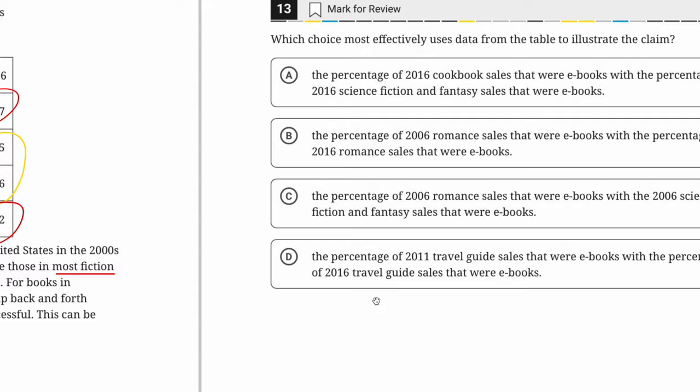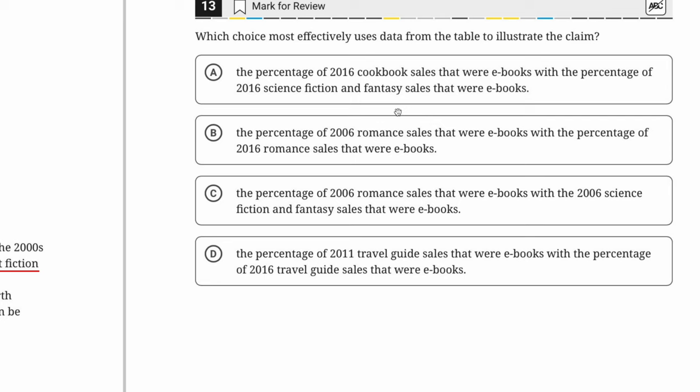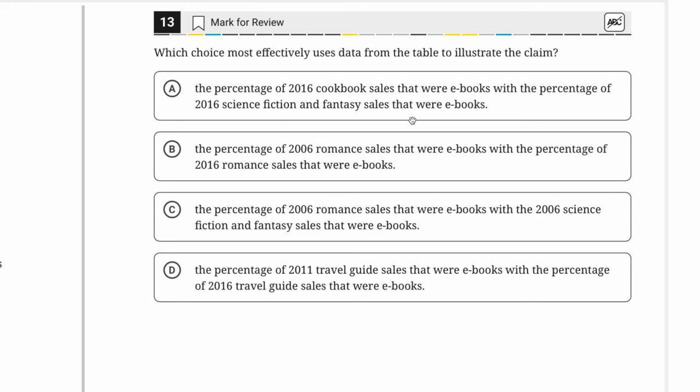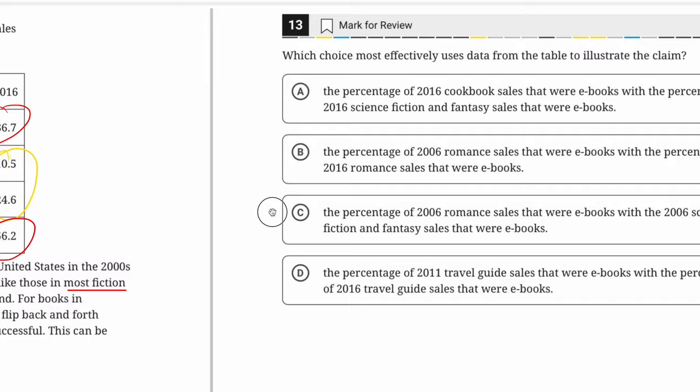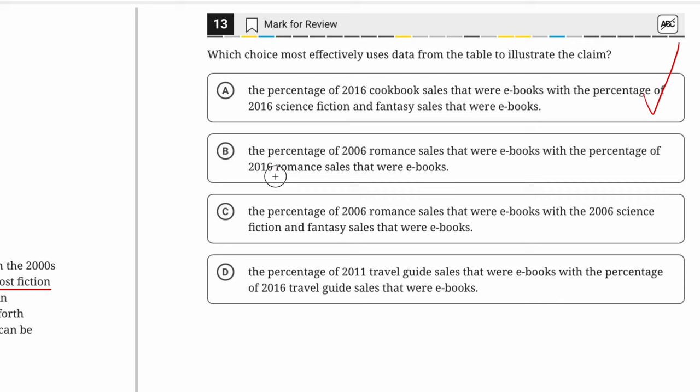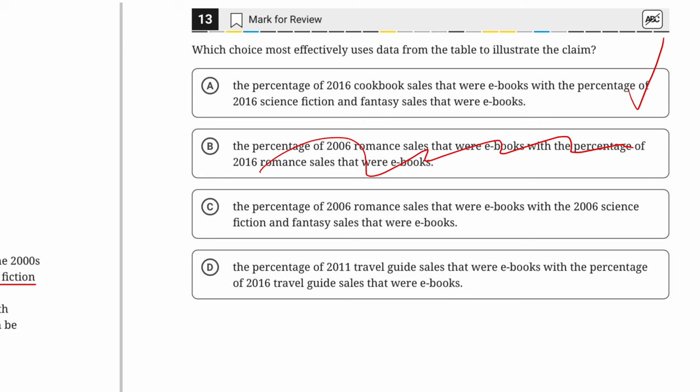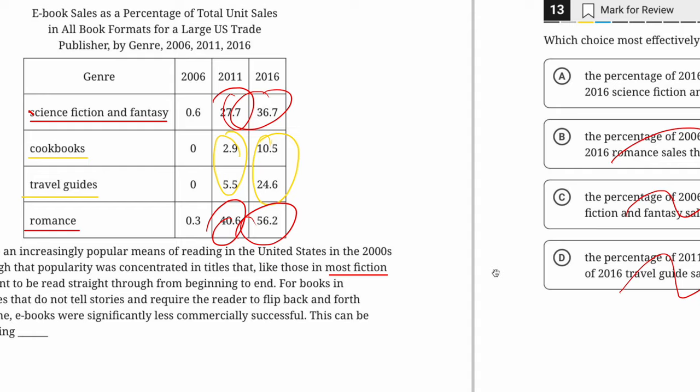The percentage of 2016 cookbook sales that were ebook were... I would say yes, A would work. But let's check the others. Now, we don't want 2006. And we don't want to make a comparison within the category of fiction. Again, that's making a comparison within the fiction category. And then that's making a comparison within the nonfiction category. We want to compare fiction to nonfiction. And so A is going to be the one that does that.